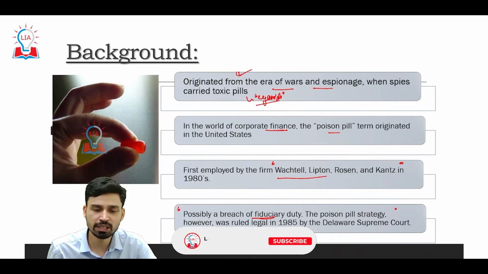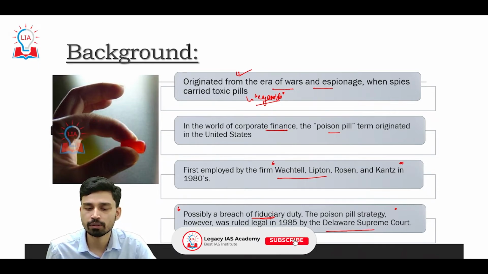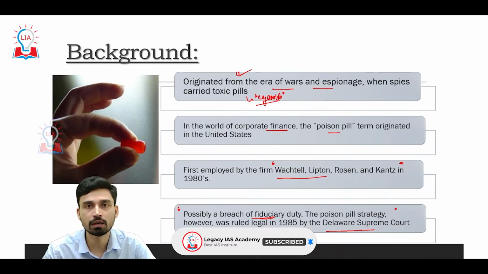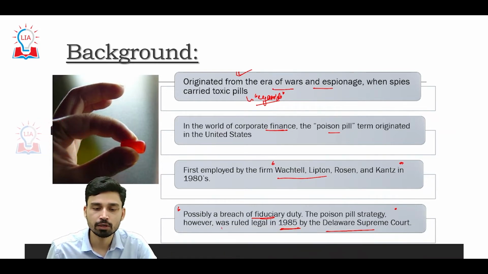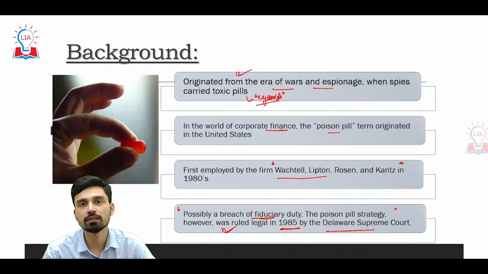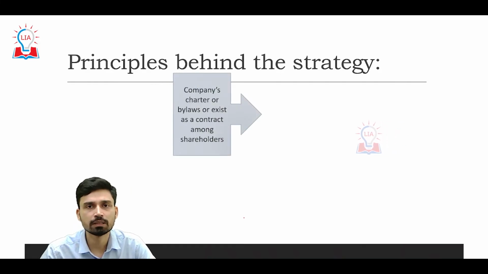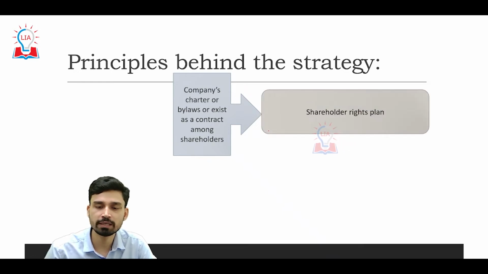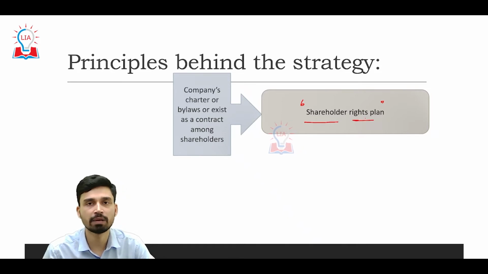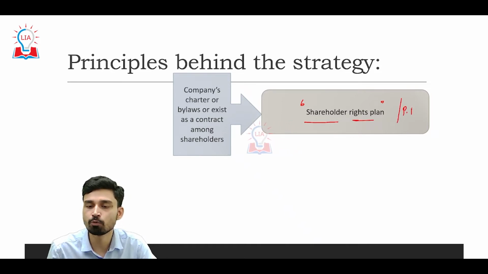However, things changed in 1985, when the Delaware Supreme Court of the state of Delaware in the United States of America ruled the poison pill strategy a legal mechanism. Since then, this strategy has been used on a very large scale, especially in American boardrooms among American companies. So what is the principle behind these strategies? First of all, the official term for the poison pill is a shareholder rights plan, and the alternative, popular term is poison pill.